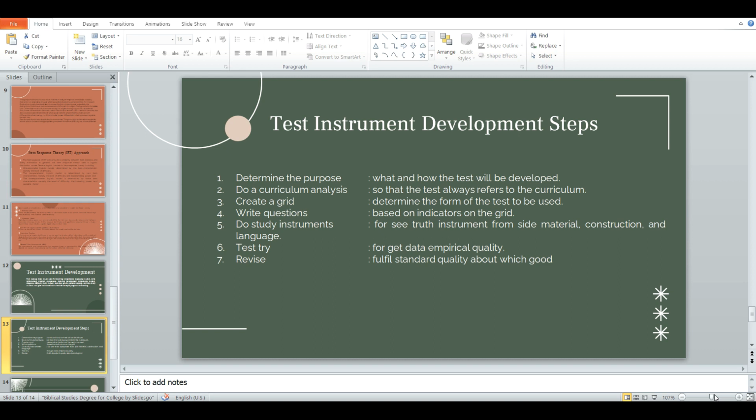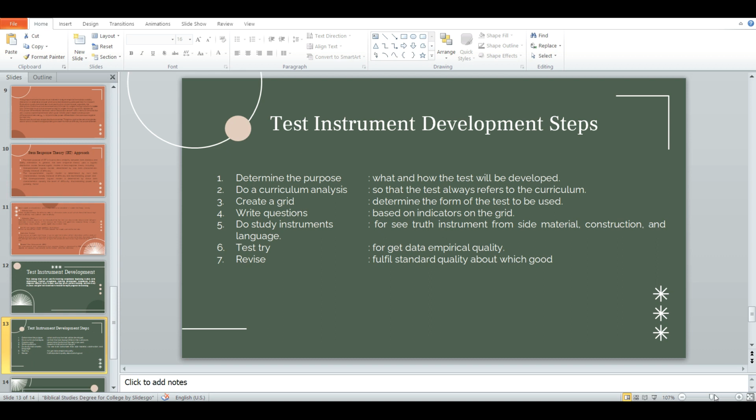The third is create a grid. It's about determining the form of the test to be used. In making this grid, we also must determine the form of the test that we will give. Several forms of tests that exist include multiple choice, short answers, matchmaking, true-false test, objective description, or non-objective description test.